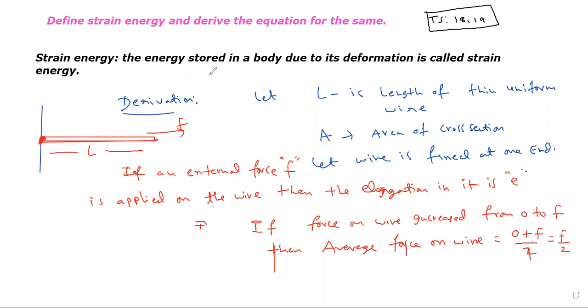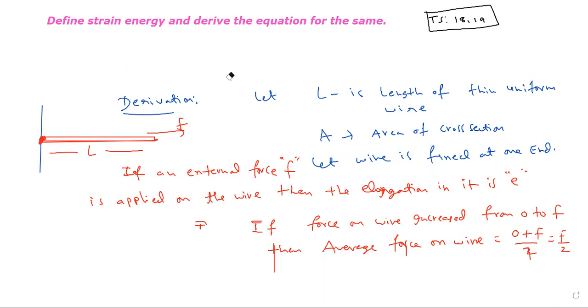Now, what is the work done in this case? The work done is equal to average force into elongation, which is F by 2 into e, so F by 2 e. Elongation is nothing but one type of displacement.